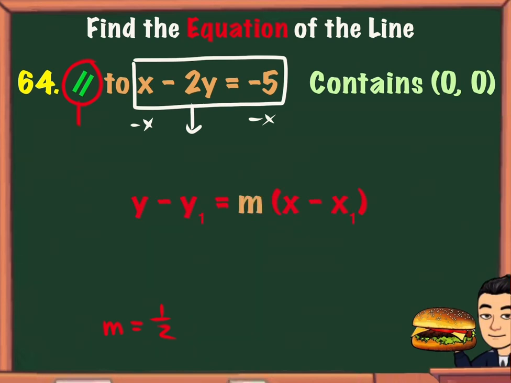Let me clear this. Bring out the point-slope formula, knowing that the slope is 1/2. Since the line contains (0, 0), x1 is going to be 0, and y1 is also going to be 0. Okay, let's clear this. We can rewrite this as y equals 1/2 x, and that's our equation.